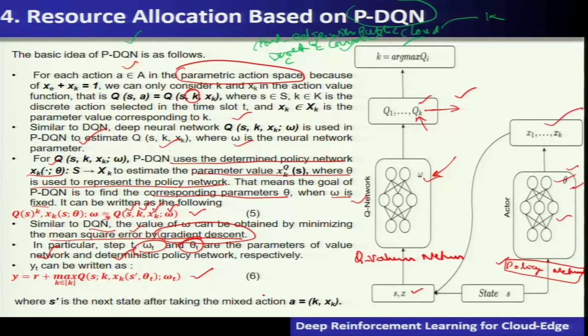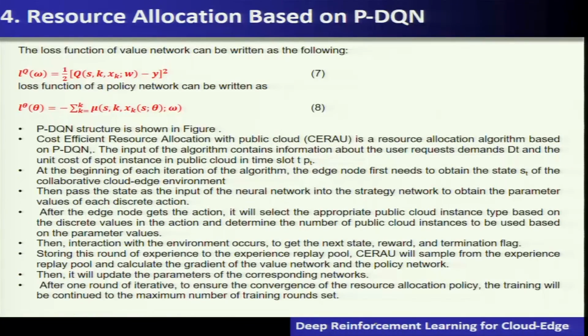The entire functionality of PDQN can be written by this particular equation number 6. Here you can see that S prime is the next state after taking the mixed action A, which comprises k and xk. So this particular action has the implication of a mixed action. Having understood this part, let us see how the loss function of the value network can be written. The loss function of the value network is shown over here, and the loss function of the policy network is also shown over here.